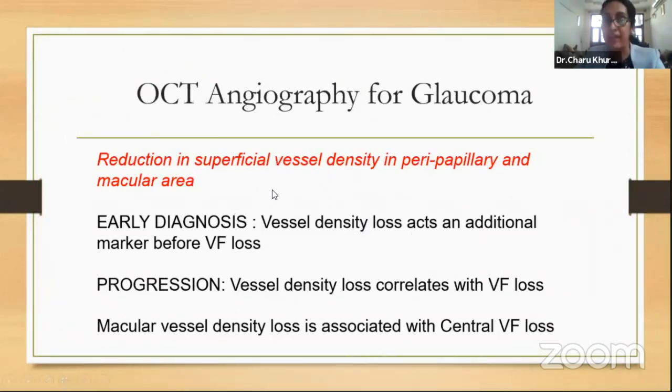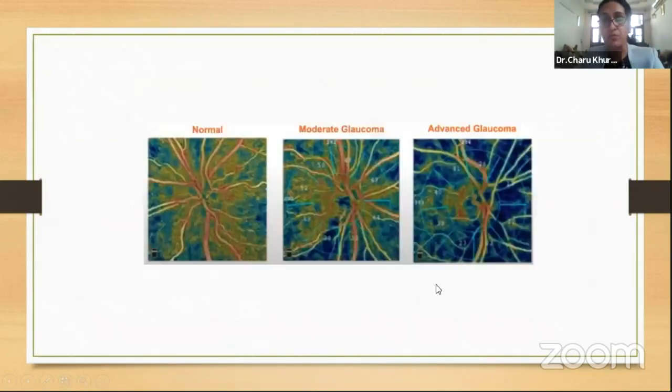Another word about OCT angiography for glaucoma. We know that glaucoma affects the vessel density in the peripapillary and the macular area. So this is an additional advantage that we have with the OCT angio. The vessel density loss acts as an additional marker even before the visual field loss. And the vessel density loss will then correlate with the visual field loss in subsequent time periods. So it can also be used to monitor progression.